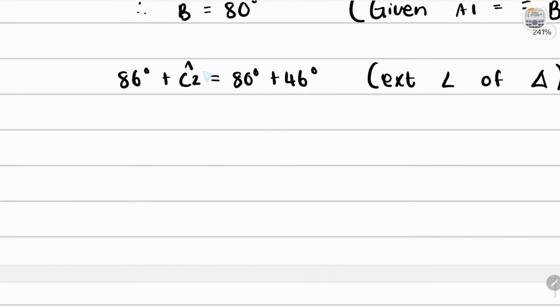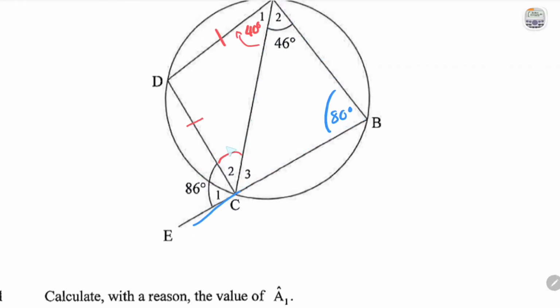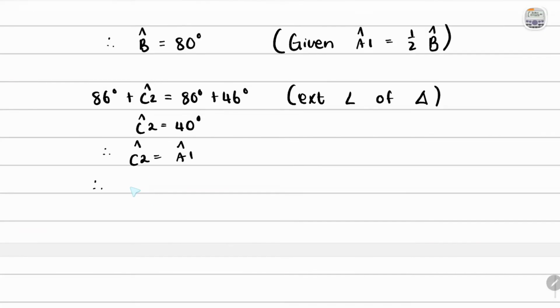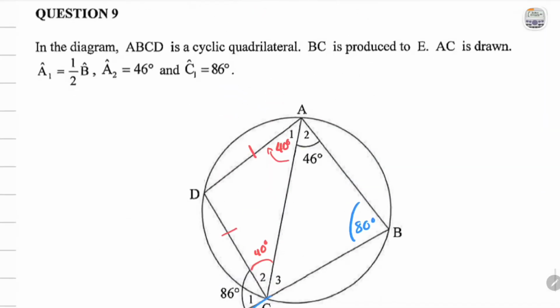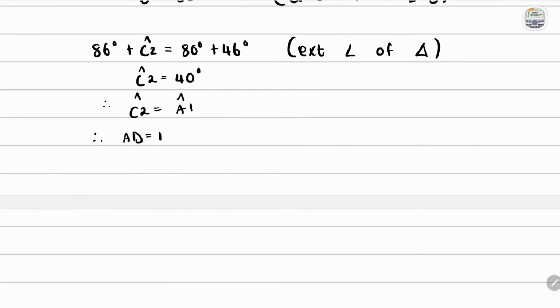So let's go ahead and solve for angle C2. Angle C2 is just equal to these two added and minus 86 degrees, which is equal to 40 degrees, because you can just cancel 80 degrees from both sides and you have 6 degrees. You take it over. 46 minus 6 is 40 degrees. So there we go. We found that this is equal to 40 degrees. If angle C2 is also equal to 40 degrees, do you see that we have equal angles? So it would mean that the sides opposite those equal angles must be equal. Angle C2 equals angle A1. Therefore, that line AD must be equal to DC. So let's say AD equals DC.